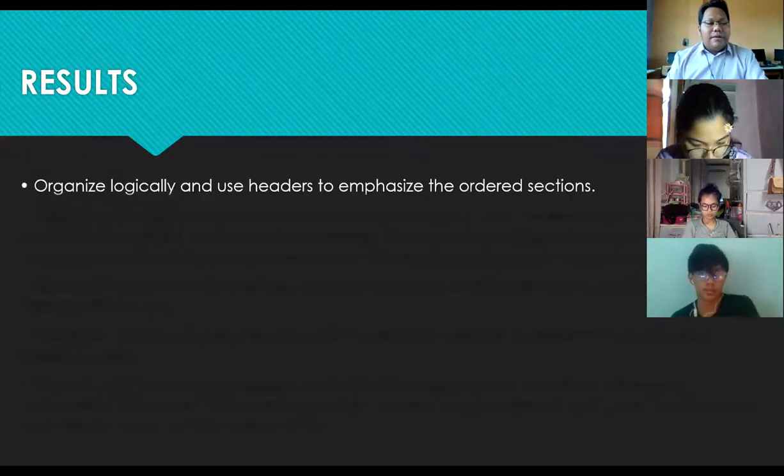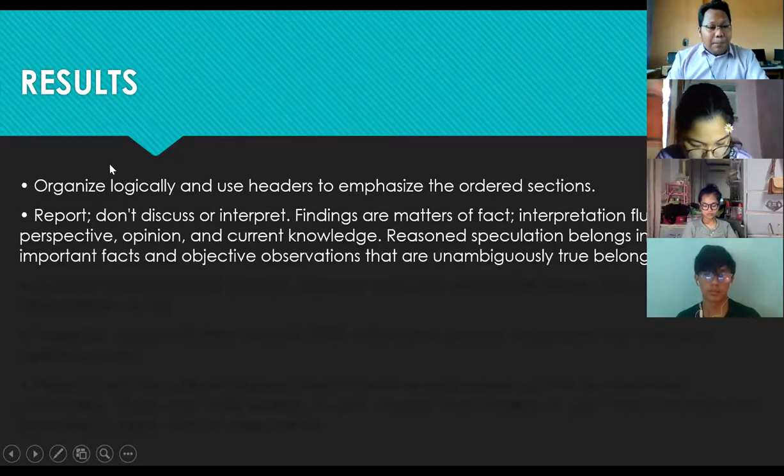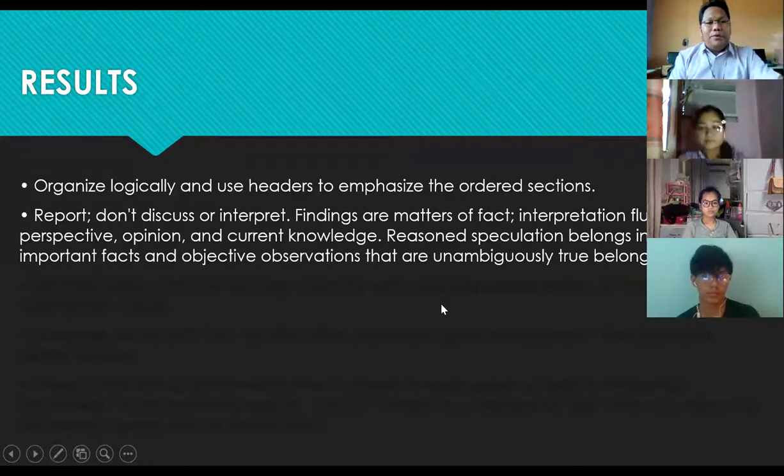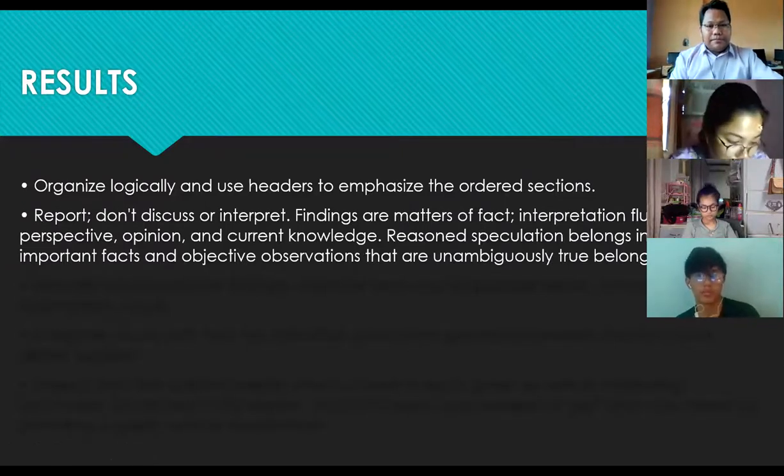Another thing, the results should be organized logically, and you should use headers to emphasize the ordered sections. When you create the results section, you are mainly there to report. You don't discuss or interpret. Findings are matters of fact. Interpretation fluctuates with perspective, opinion, and current knowledge. That is why we put that on some other part.